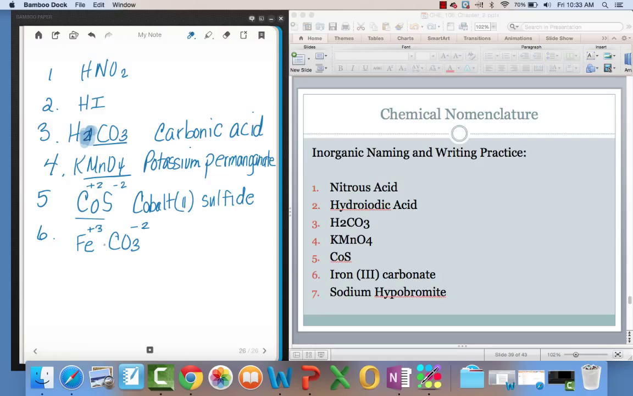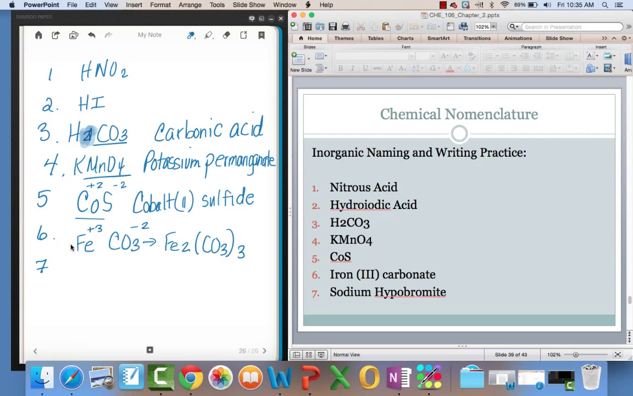So when I drop and cross on this, it becomes Fe2. I have to put my CO3 in parentheses because I have to drop that subscript of 3 outside of it. And number 7.